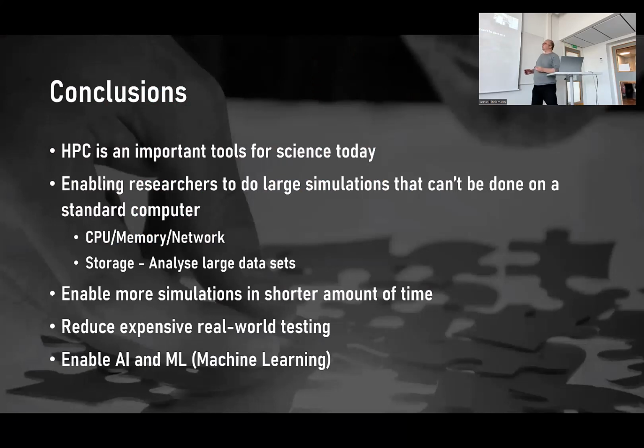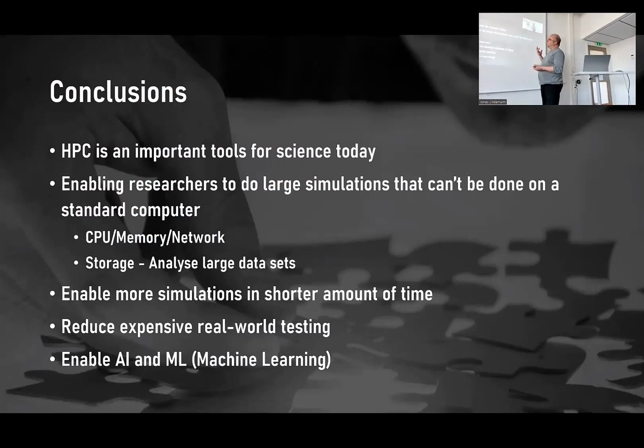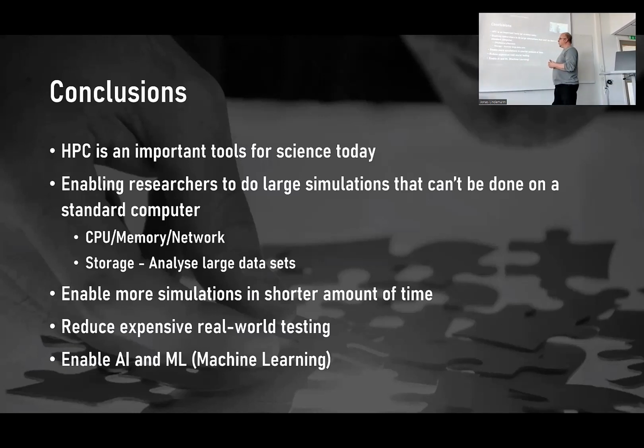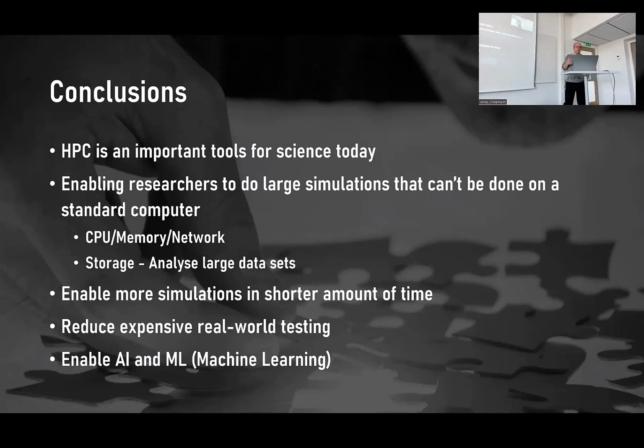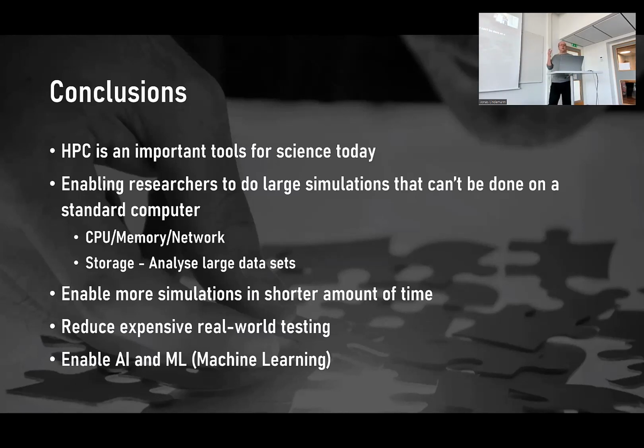So conclusion, HPC is important for science today. It enables you to do research and large simulations that can't be done on a standard computer: memory, network, storage. It enables much more simulation in a short amount of time, and reduces expensive real-world testing, and enables AI and ML. So AI and ML today, machine learning, is something that supercomputers have enabled. You couldn't have done machine learning, all the ChatGPT stuff, without supercomputers. So training the networks is actually the hard part.